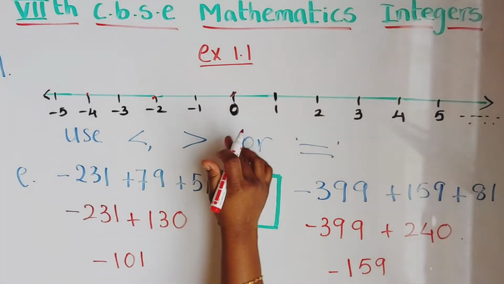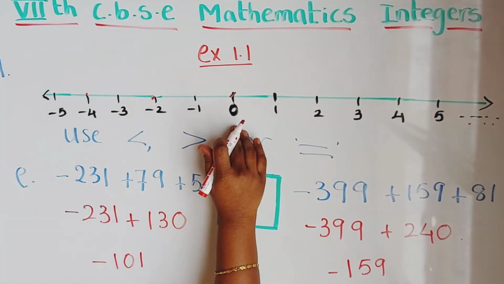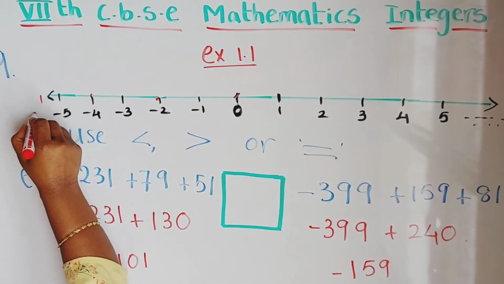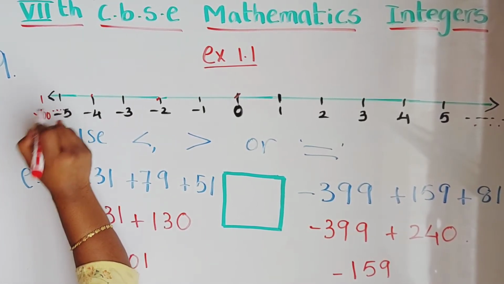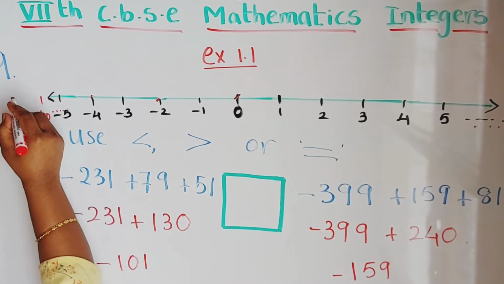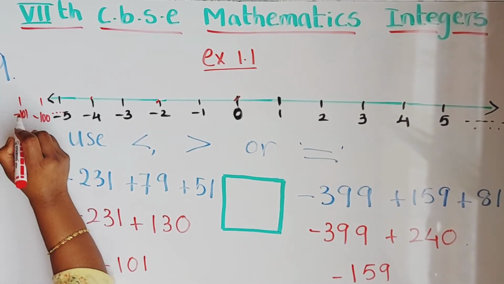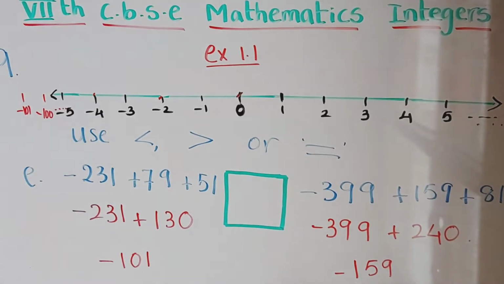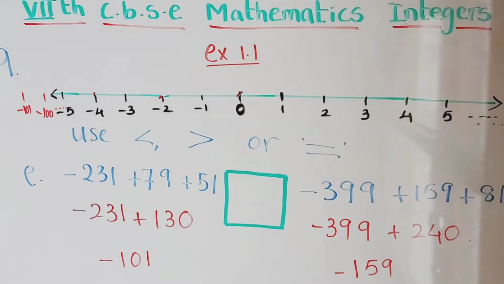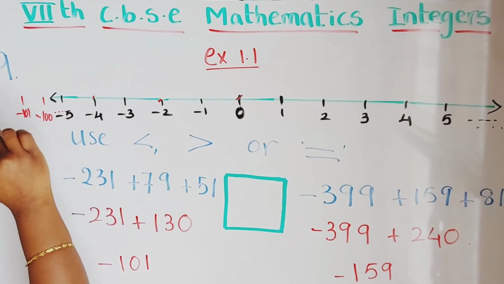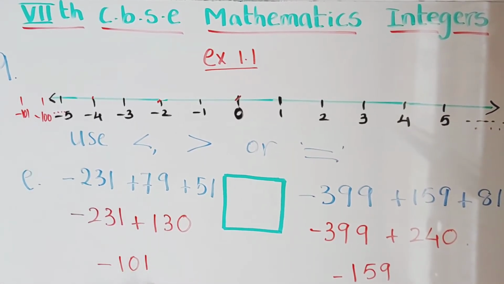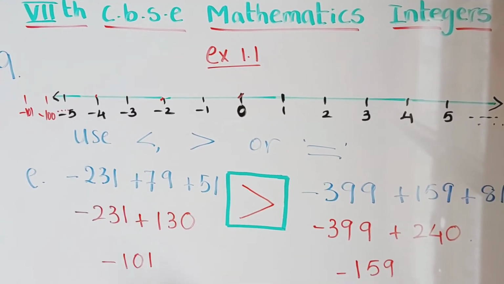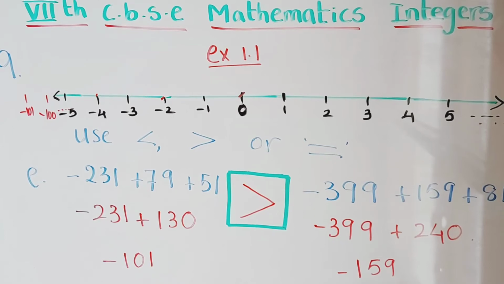So these are negative integers. You can see minus 1, minus 2, minus 3, and so on. After so many numbers, minus 100. So after that, minus 101. So which one is coming first, minus 101 or minus 159? It is minus 101. So this is the greater number, right? So minus 101 is greater than minus 159.